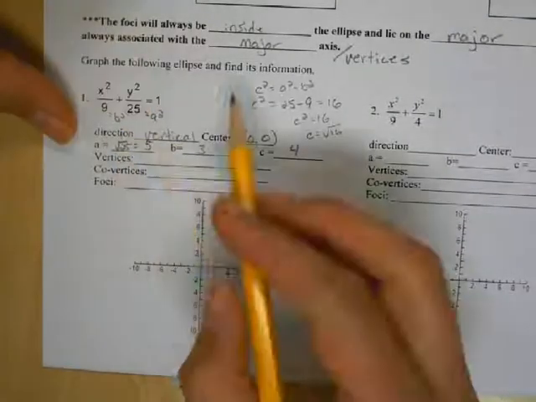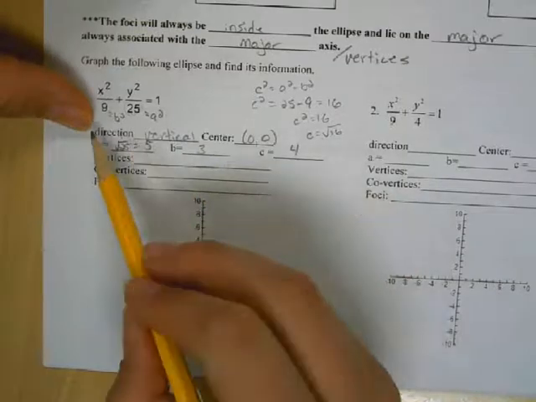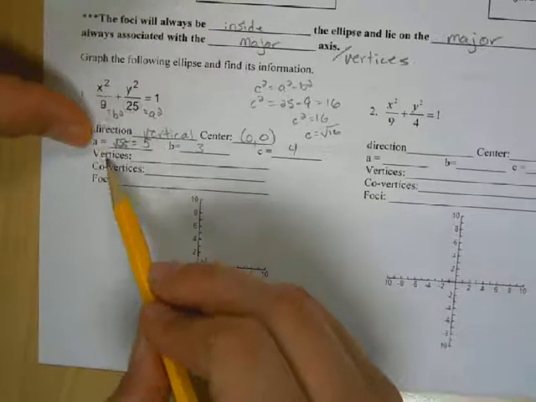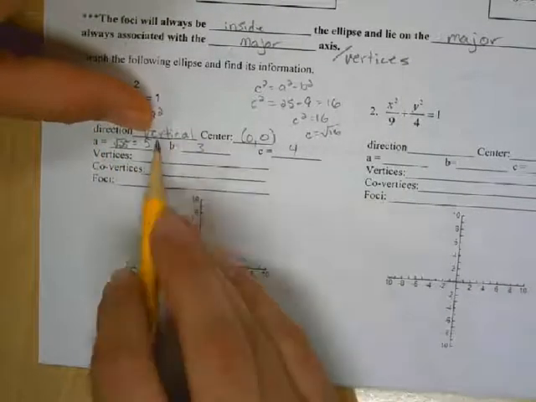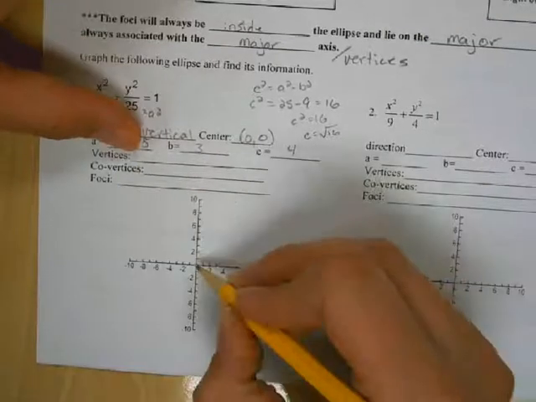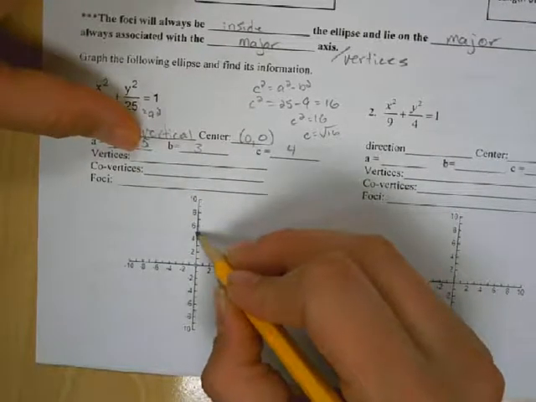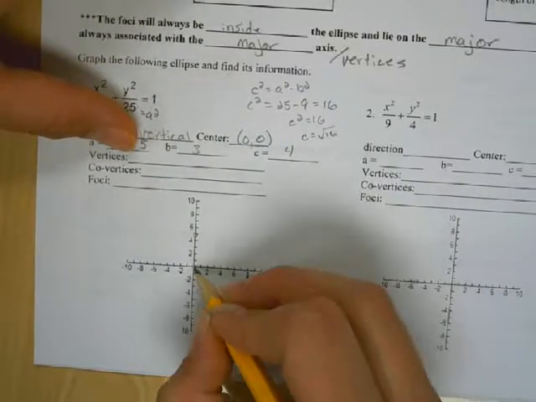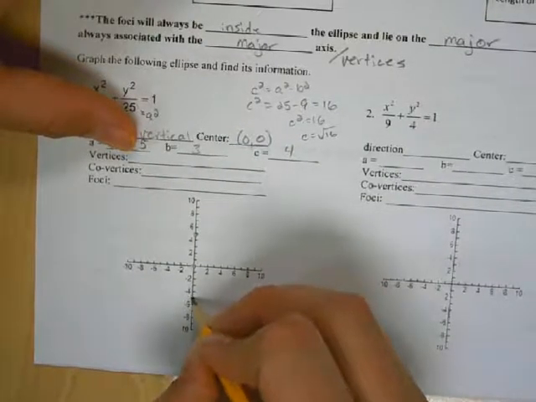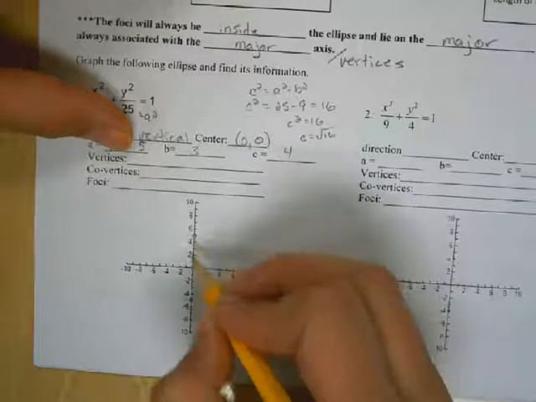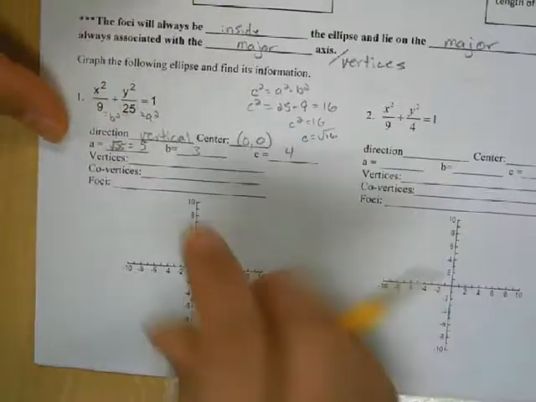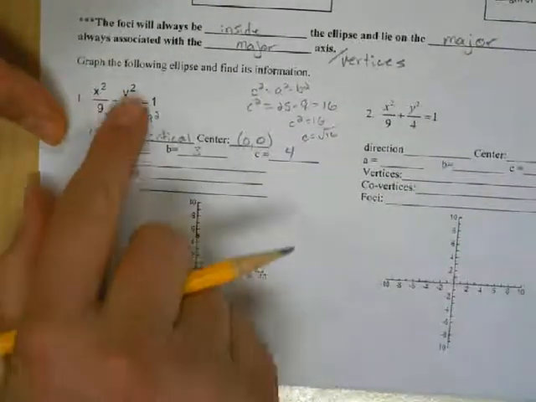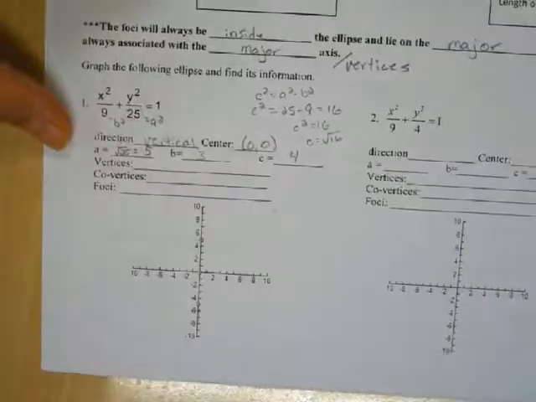It's super important: the direction, the A, and the vertices all go together. If I'm going vertically with A, that means up and down. So we go up 5, and you really just count. Up 5 and down 5. Plot those points. Those are my vertices, because those are my major axis. This is going to be the longest axis, which is going to be vertical.